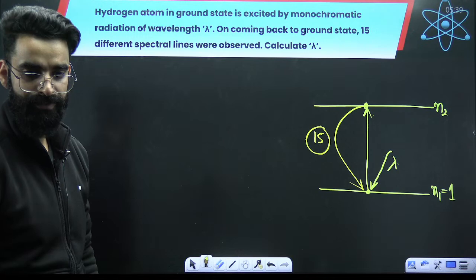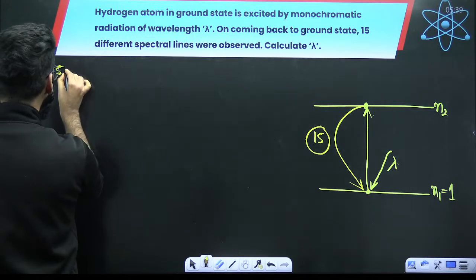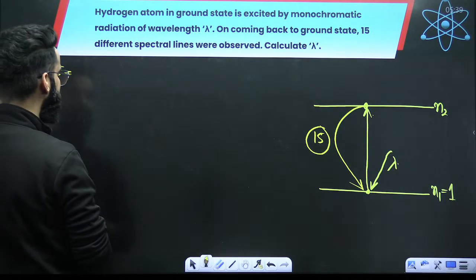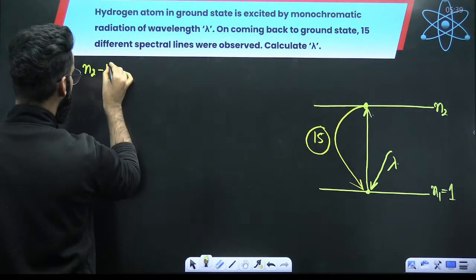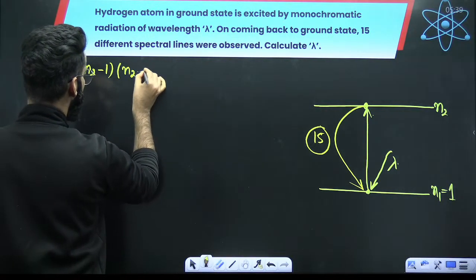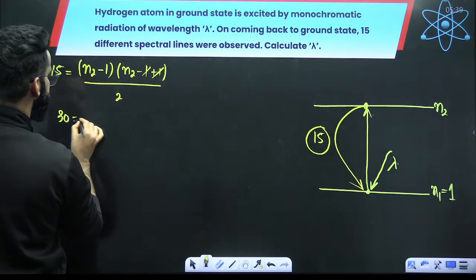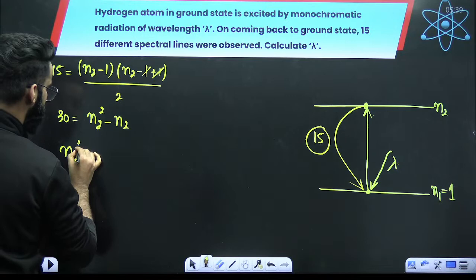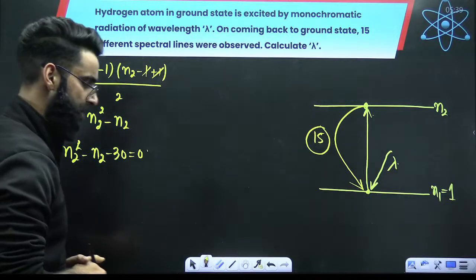How exactly are you going to do it? See guys, the maximum number of spectral lines obtained is 15, right? Maximum spectral lines obtained is N2 minus N1 times N2 minus N1 plus 1, divided by 2, where N1 is 1. So 15 times 2 gives 30, so 30 is equal to N2 square minus N2. So you are getting a quadratic: N2 square minus N2 minus 30 is equal to 0.